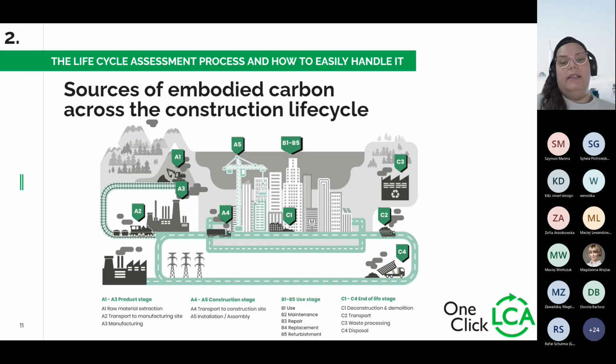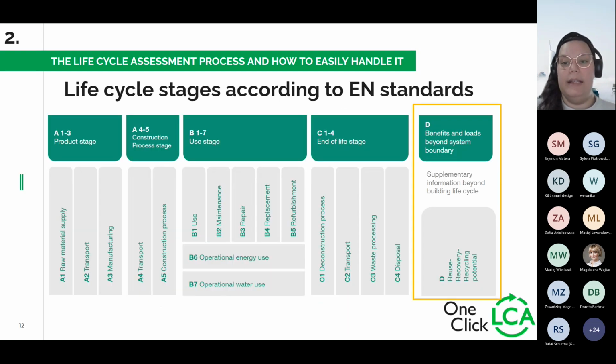And apart from these, there's also one more module that will come after the C, which is the D stage. And in the D stage, we have something very interesting also, because in the D stage, we can account for the benefits and loads beyond the system boundary. So this means that if we do anything like reusing, recovering, recycling, with the materials that we had, we can actually offset the carbon that we were emitting from the previous stages. So this helps us in a positive way for our calculations.